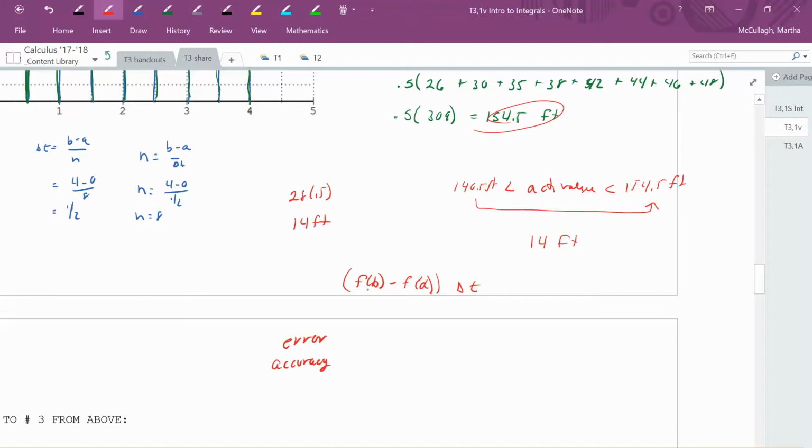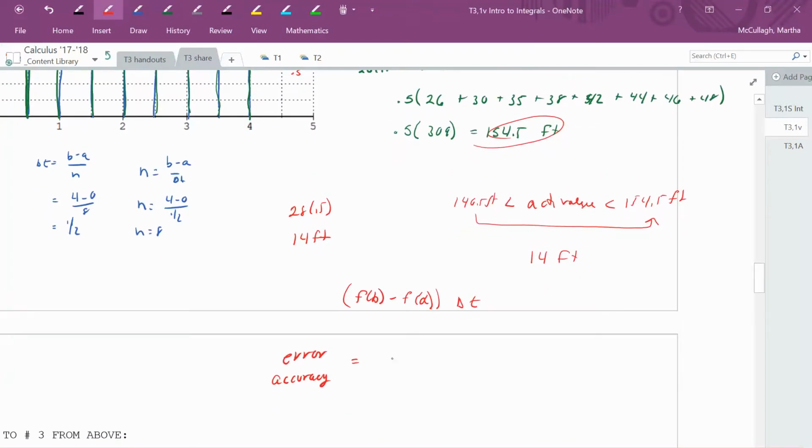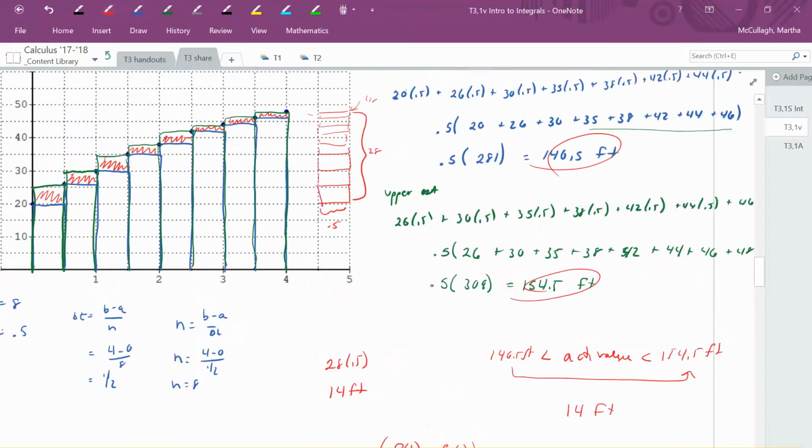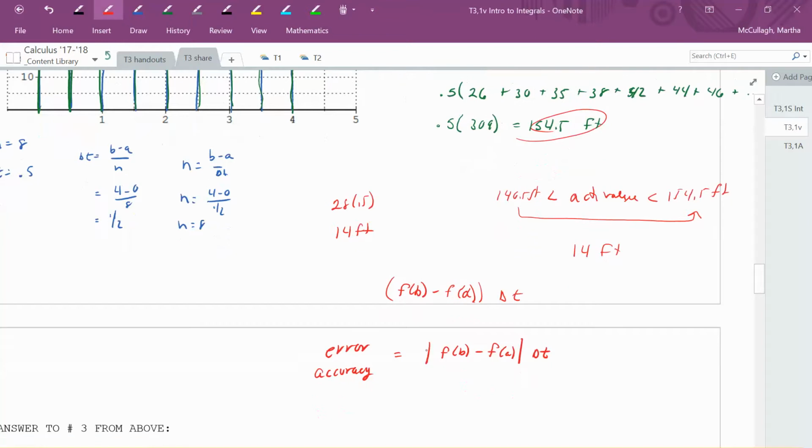We're going to fine-tune this a little bit and say that we want the absolute value of f of b minus f of a, times the delta t, just because if this had been a decreasing function, I want to make sure that the height of the rectangle stays a positive value. So if f of b happens to be a lower number than f of a, I want to make sure this turned into a positive. So our error, or our accuracy, this 14 feet, can be found by taking f of b minus f of a, taking the absolute value of that, and then multiplying by delta t.